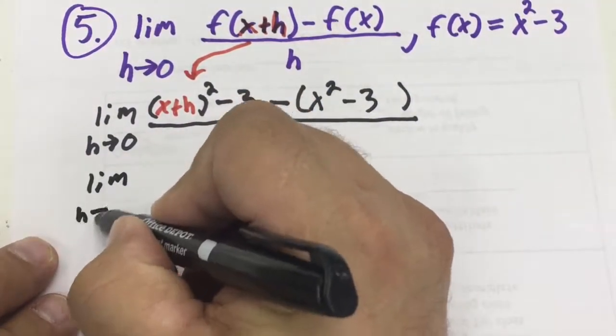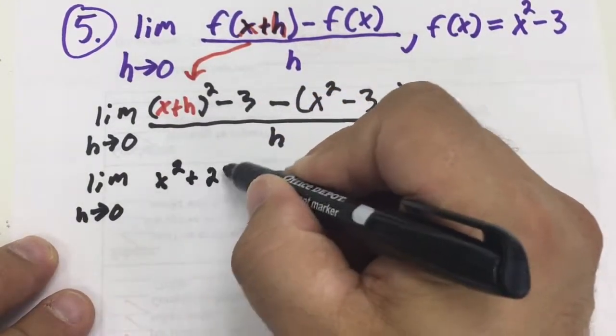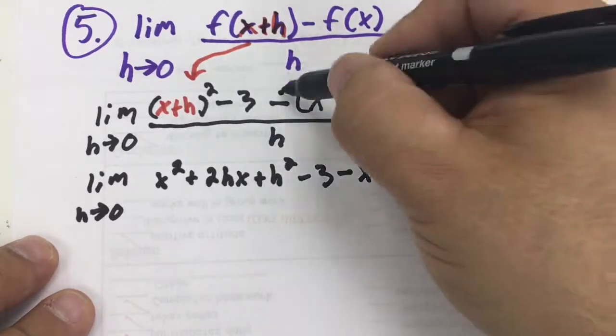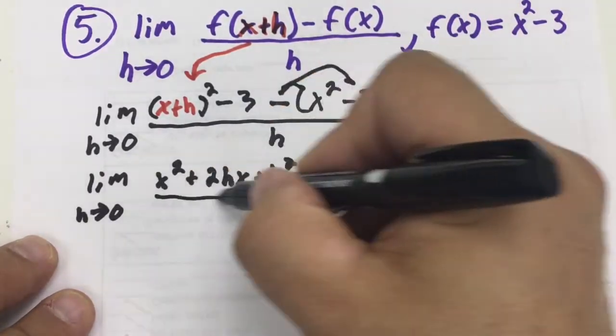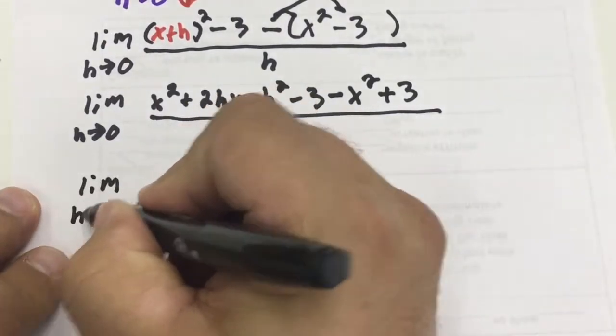The limit as h approaches 0 of, it'd be nice to know what x plus h squared is, and I just so happen to know. That's x squared plus 2hx plus h squared minus 3. Distribute that negative, minus x squared. Distribute that negative, plus 3 all over h. Now I'm going to see if anything cancels out. The limit as h approaches 0.